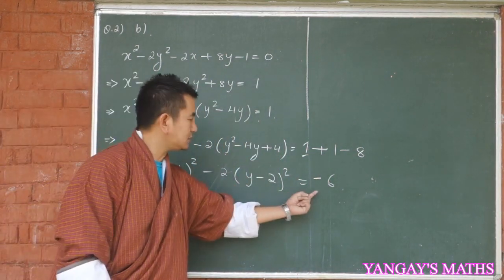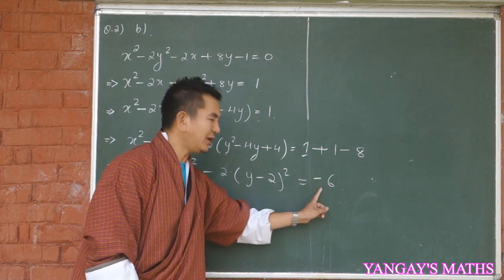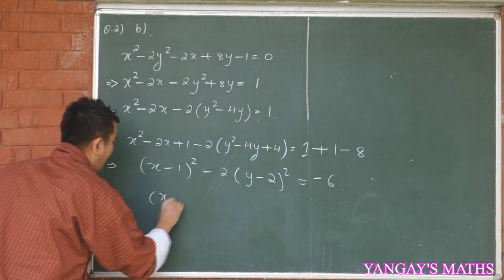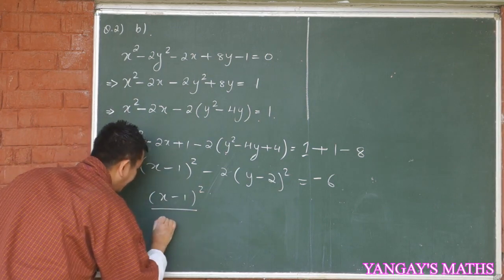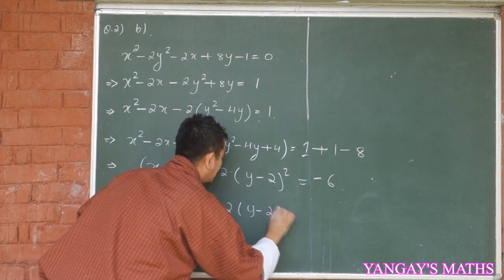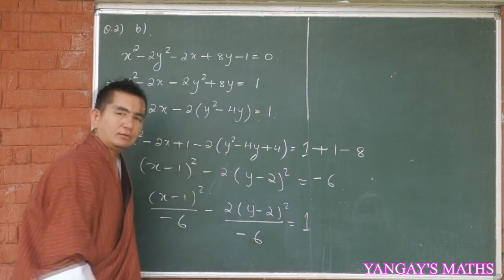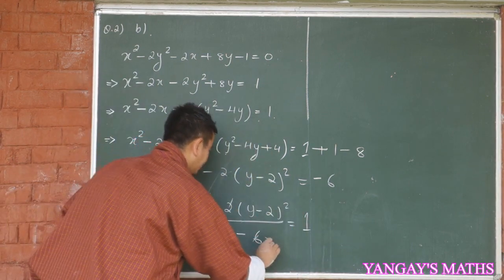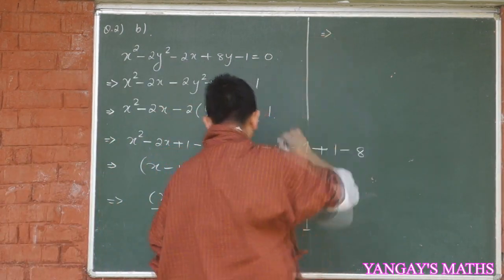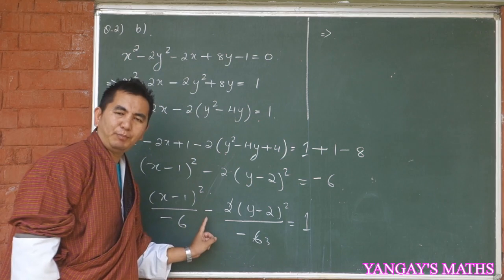Now to make x minus h whole square and y minus k whole square, here you need to have 1. So in order to have 1, you need to divide both sides by negative 6. Which implies we have x minus 1 whole square divided by negative 6, then minus 2 times y minus 2 whole square divided by negative 6 is equivalent to 1. This 2 times 3 becomes 6. Then that implies this negative becomes positive. Please be careful with this step.